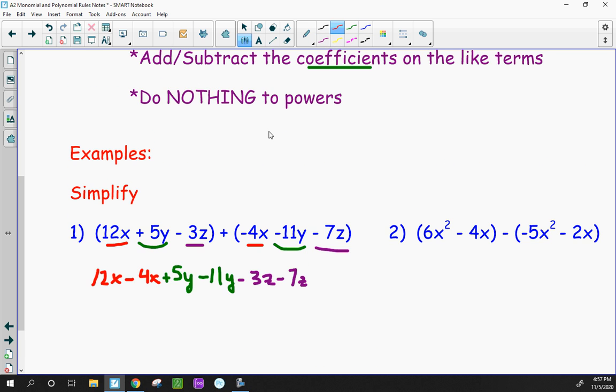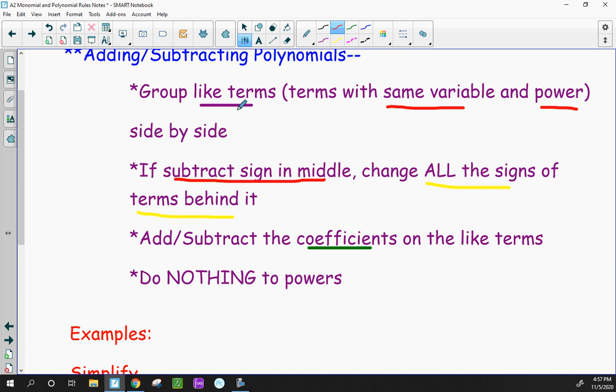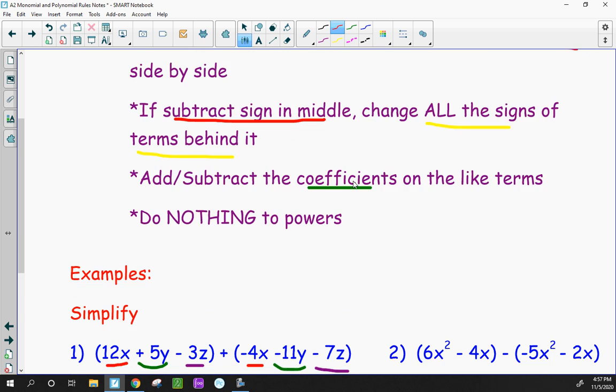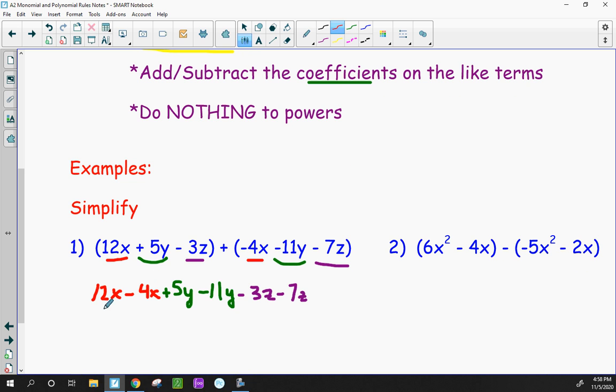Okay, and then after we group like terms, we didn't have to worry about step 2 because it wasn't subtraction. The next step says add or subtract the coefficients on like terms. So you're going to combine 12 minus 4, and that's just going to be an 8, so that's an 8x. Notice I did nothing to powers, I just copied the same letter down. Then a positive 5 minus 11, you can use your calculator if you need to. That's going to be a negative 6y.